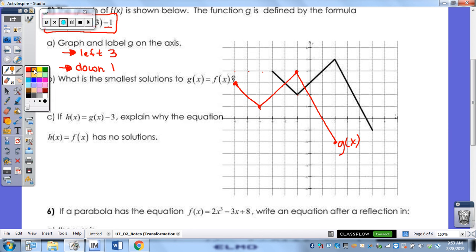So then they want to know what is the smallest solution to g of x equals f of x. So g of x equaling f of x, that's just a fancy way of them asking you where do they cross. There's actually two spots where they cross. So the smallest one would be the one more to the left. So that would be at x equals -2. And that's all they're looking for there, is the x value when they ask you to solve that.